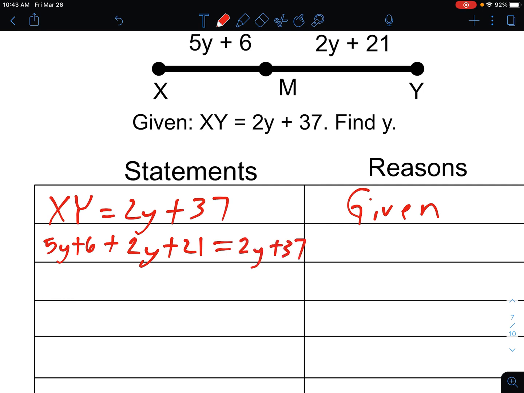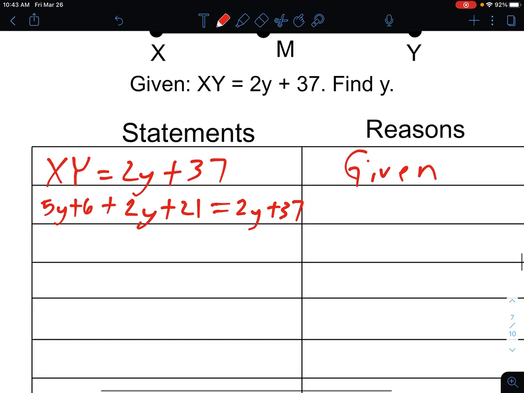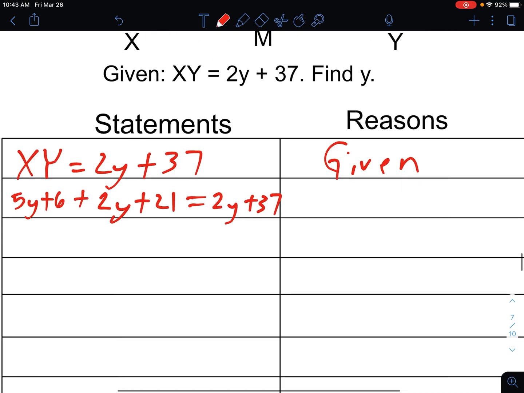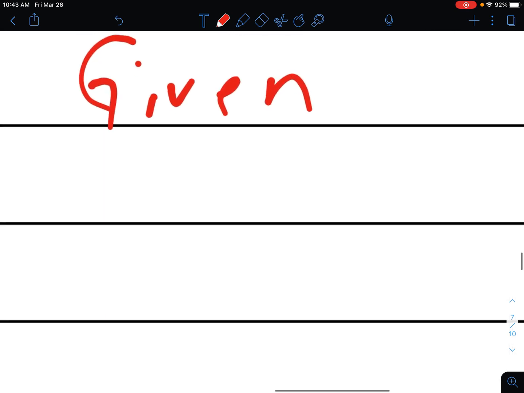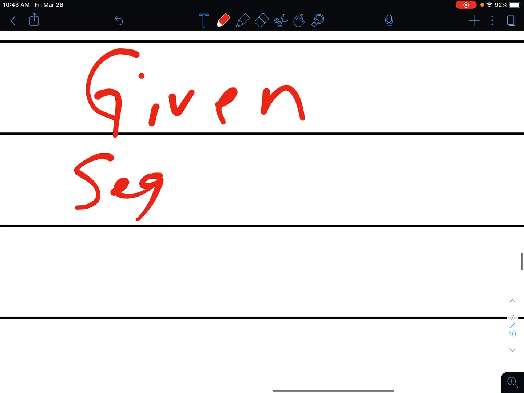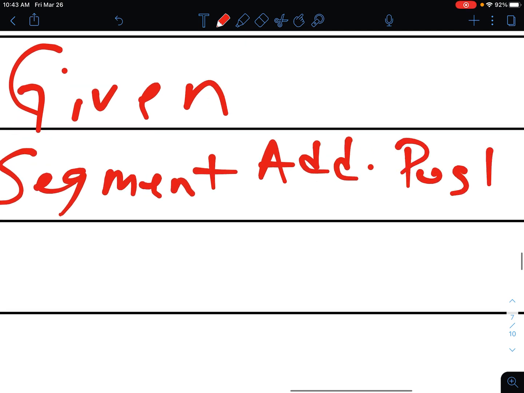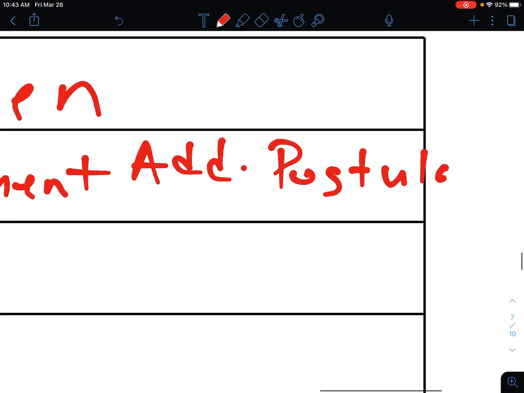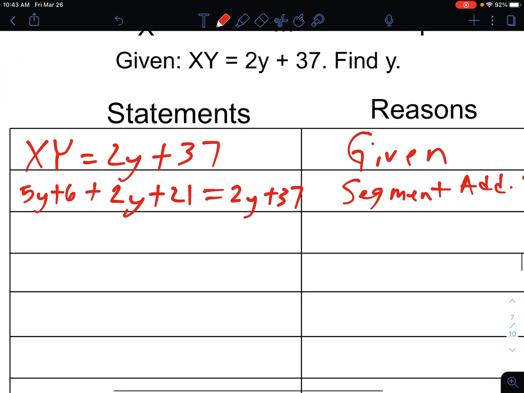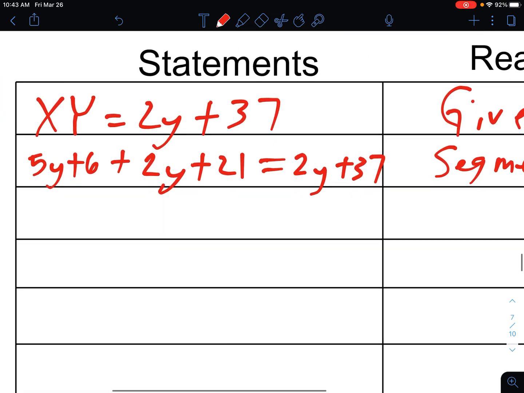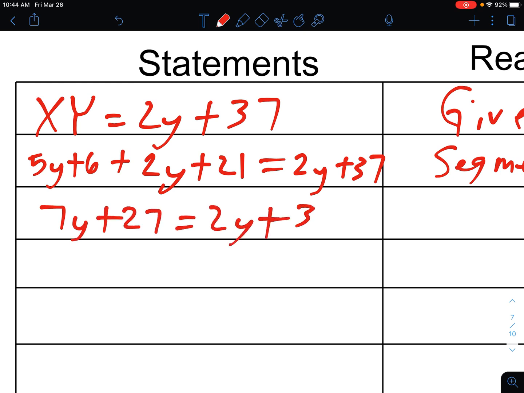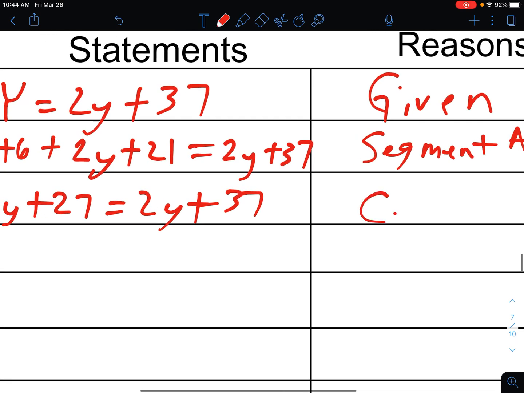So part plus part equals the whole. I'm going to combine my like terms. Oh, how do I know that? That's what allows me to write that equation. Segment addition postulate. All right, well, let's combine our like terms. 7y plus 27 equals 2i plus 37. We combine like terms.